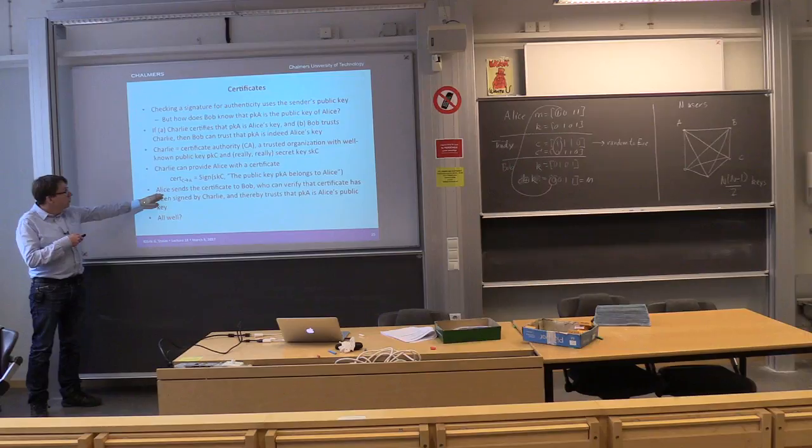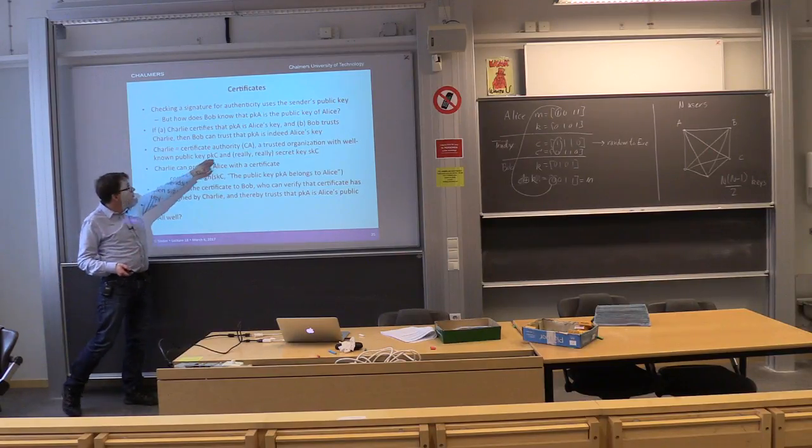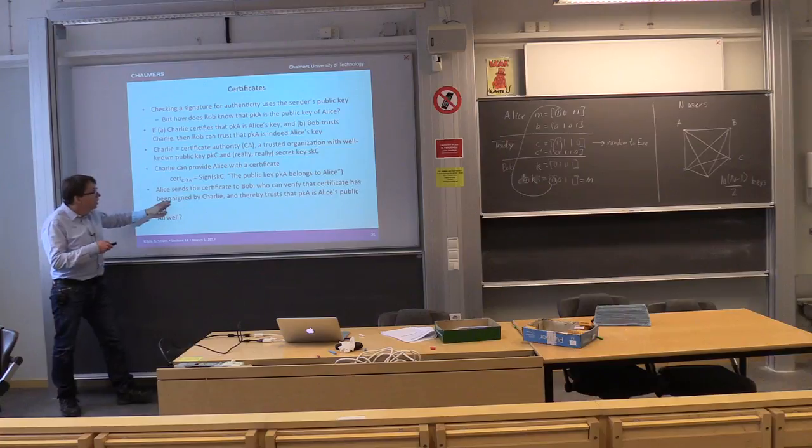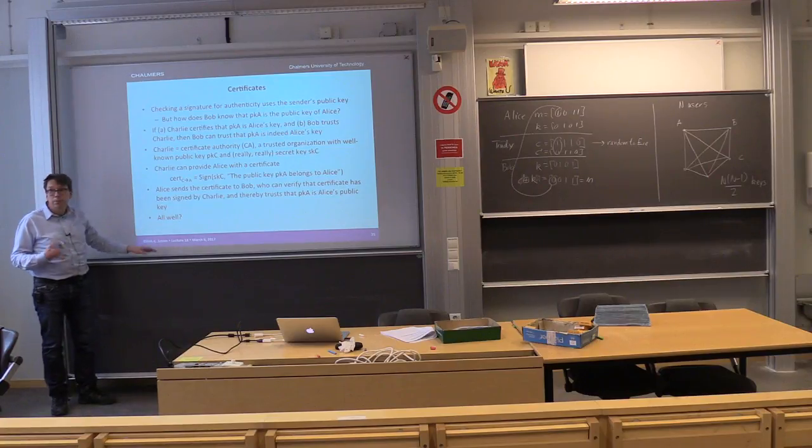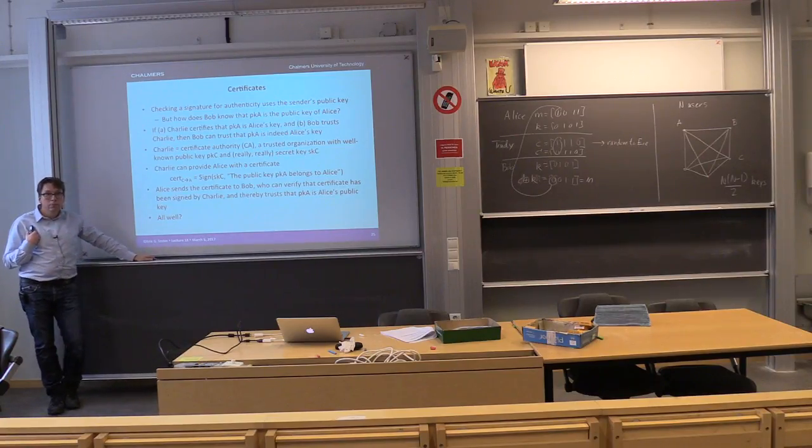So what do we do? Alice sends the certificate to Bob. Bob can verify that it's been signed by Charlie because Bob knows the public key of Charlie, and thereby trust that PKA is actually Alice's public key. Questions?